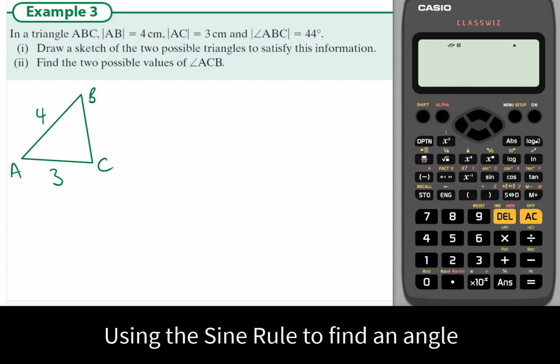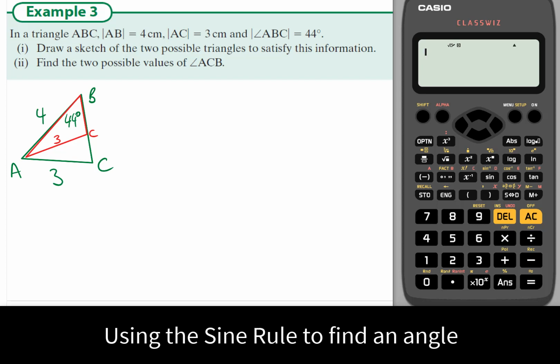So we have a side 4 and a side 3, and the angle at B is 44 degrees. So where would the other one be? Well, if you imagine taking the arm AC, and if you could imagine rotating that inwards a little bit, a side of 3 might fit in here as well. So we have two possible positions for the point or vertex C in our diagram. So these would be the two possible triangles.